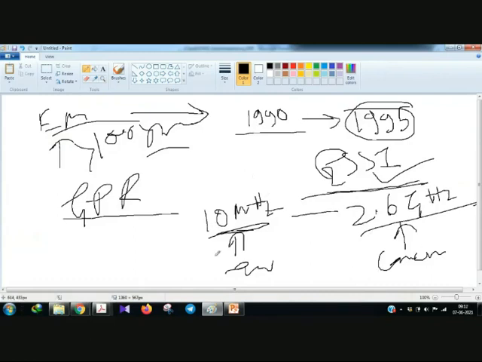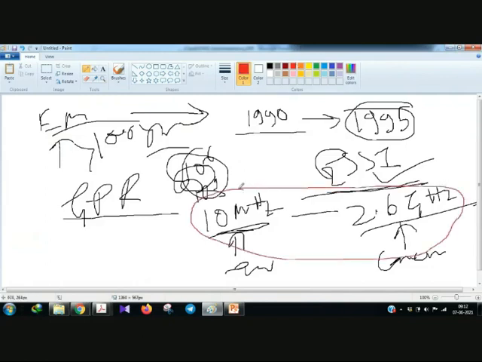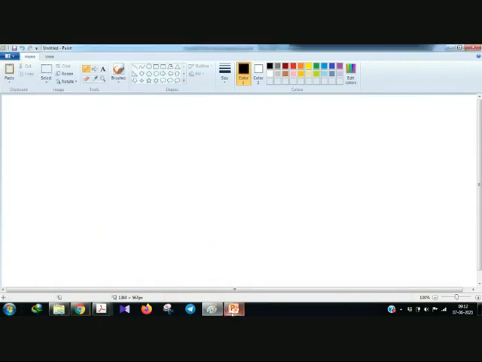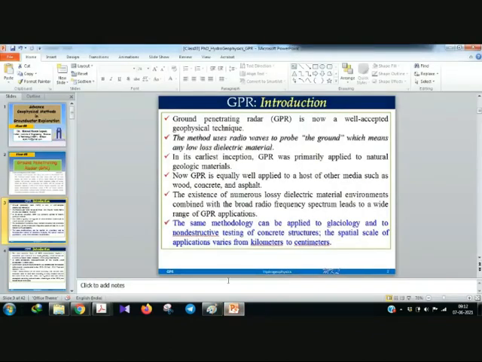Other than that, 10 megahertz is okay. You know mega means 10 to the power 6 and giga means 10 to the power 9. So generally it ranges from 10 megahertz to 2.6 gigahertz. That will be discussed later. First you understand what GPR is very useful for.